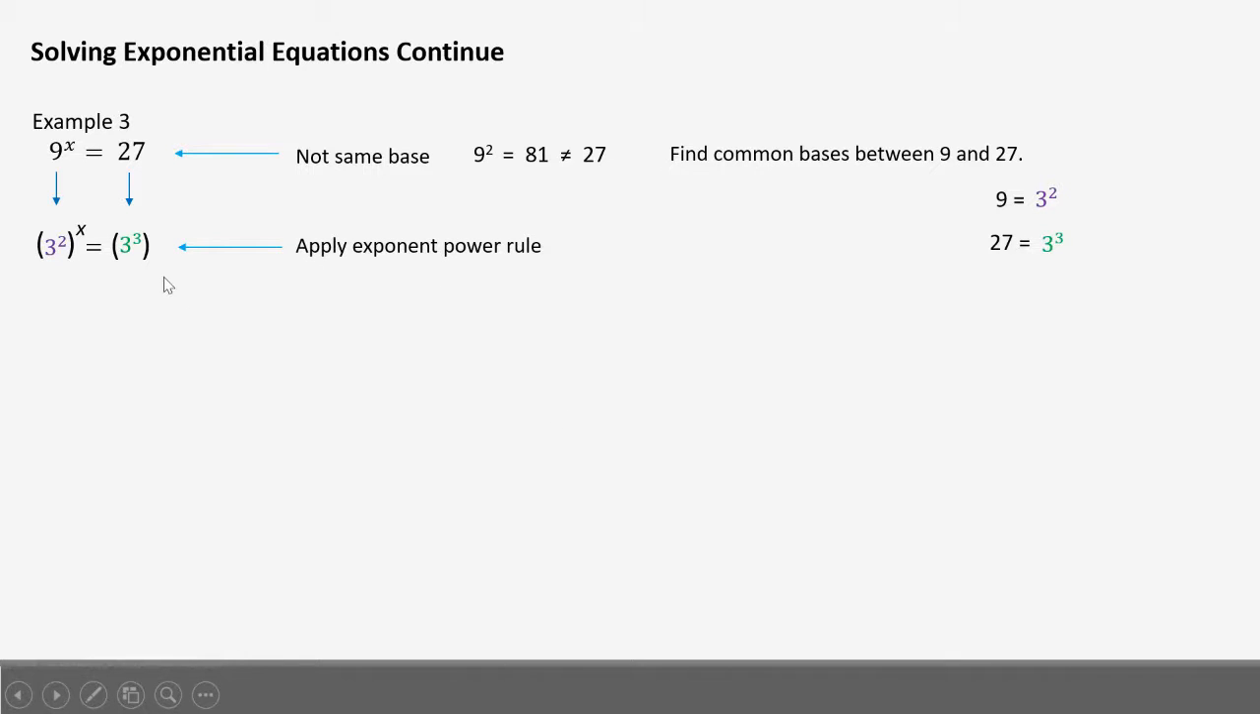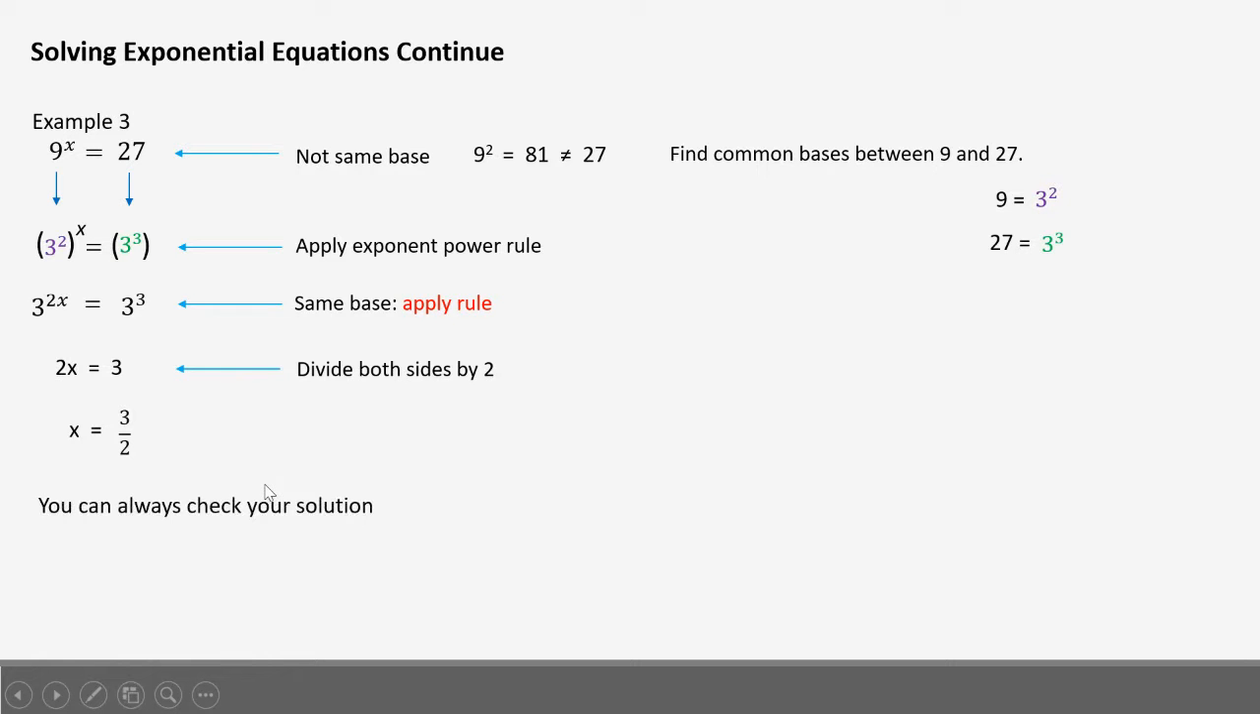Apply the exponent power rule, right? When you have a power to a power, you multiply the powers. So 2 times x is 2x. Now we have the same base. Same base, apply the rule. So the rule states, if you have the same base, then you let the exponents equal each other. And then just divide both sides by 2. So x equals 3 over 2.